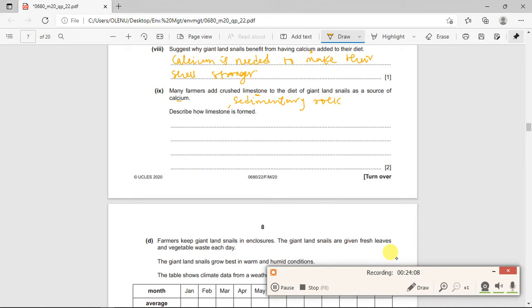So first, you know that shell or sediment is deposited along the riverbed. So marine organisms also die and decompose at the riverbed.